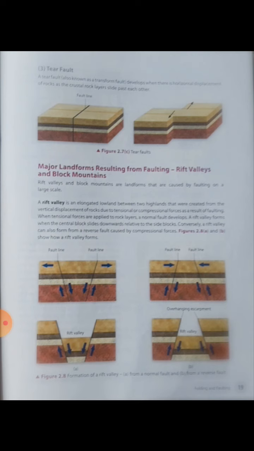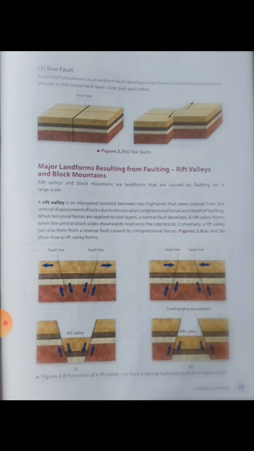Rift valleys and block mountains are landforms that are caused by faulting on a large scale. A rift valley is an elongated, meaning long and slender, lowland between two highlands that were created from the vertical displacement of rock due to tensional or compressional forces as a result of faulting. When tensional forces are applied to rock layers, a normal fault develops. A rift valley forms when the central block slides downwards relative to the side blocks.